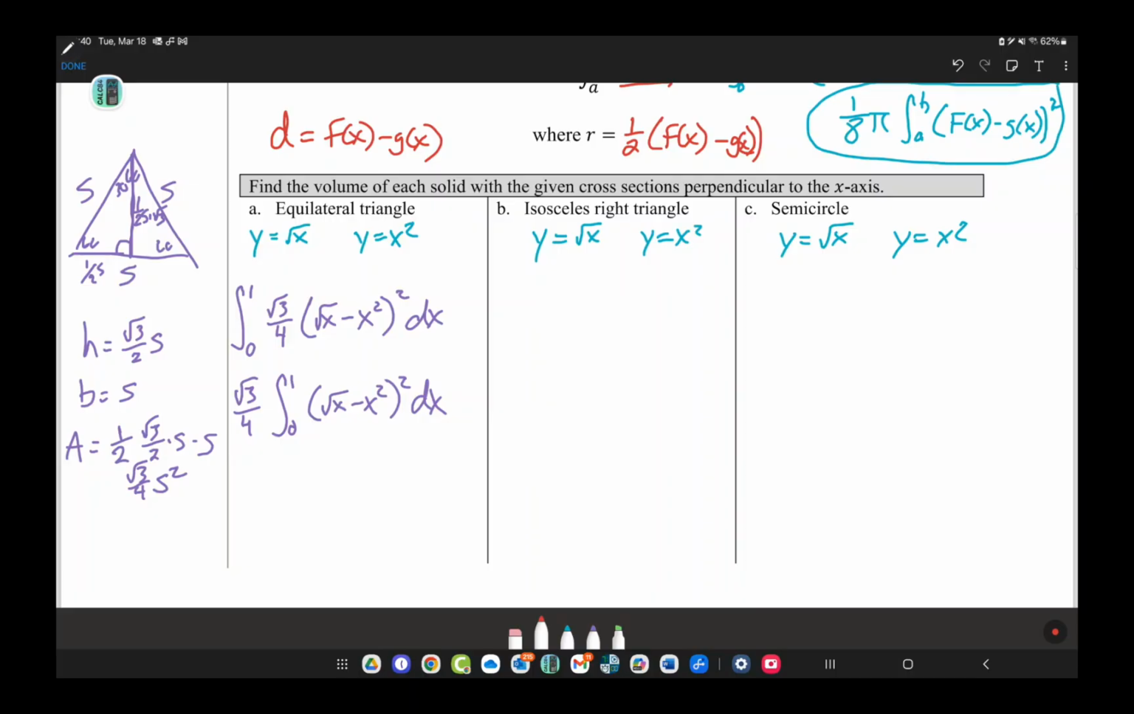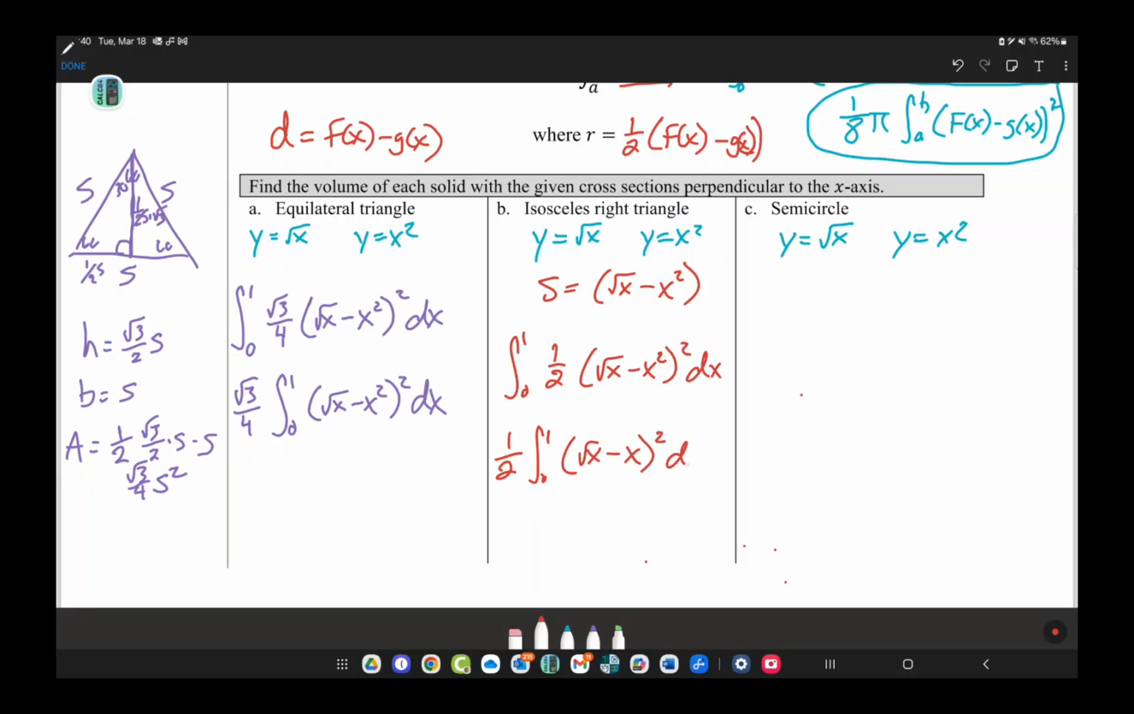All right. So, isosceles triangle, again, my side is equal to the square root of x minus x squared. So since we're doing the integral from 0 to 1 of 1/2 of square root of x minus x squared squared. Again, you can bring the 1/2 out if you want. Don't forget the dx. They will mark you off for that if you take the AP test.